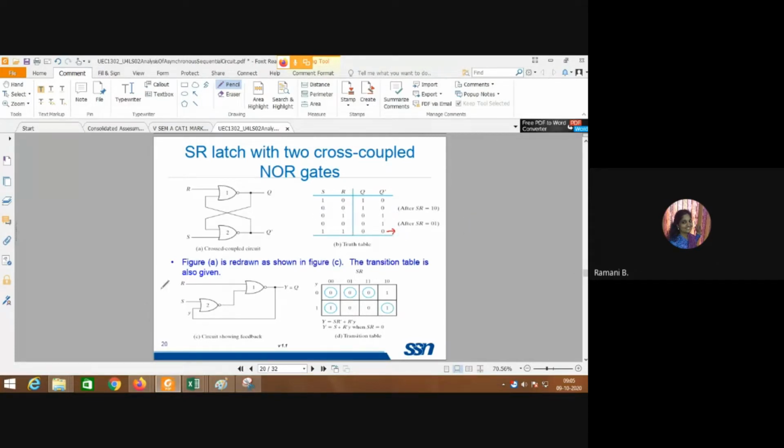Okay? So this is the diagram that I redrew just to show the excitation variable and the secondary variable. We redraw it this way. Now from this we had this expression also. This is directly obtained from the circuit diagram, and by including the condition SR equal to 0, we get this expression Y equal to S plus R bar Y. Okay.